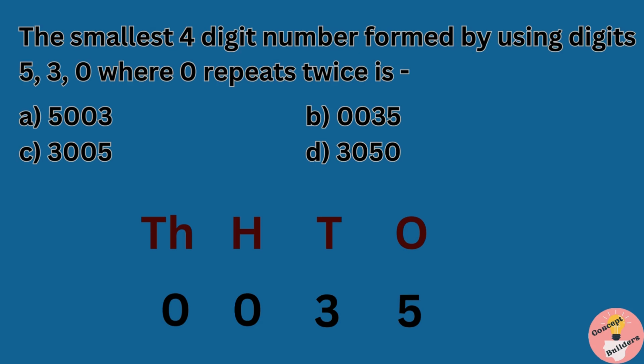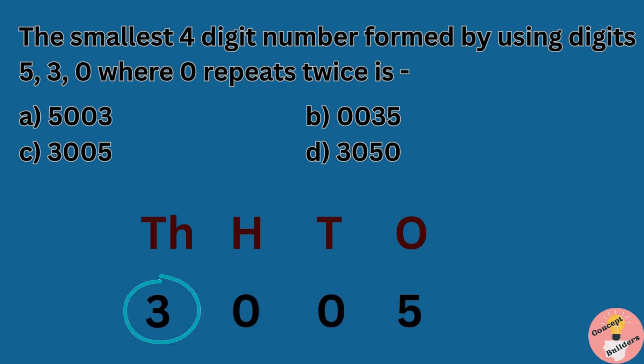Wrong. 0035 means 35, because 0 at the leftmost place of a number does not mean anything. And 35 is a 2-digit number, not a 4-digit number. So this is not our answer. We have to bring both the zeros after a non-zero digit to get a 4-digit number. What is the next smallest digit given here after 0? It is 3. So we put this 3 at the leftmost place, instead of 0.